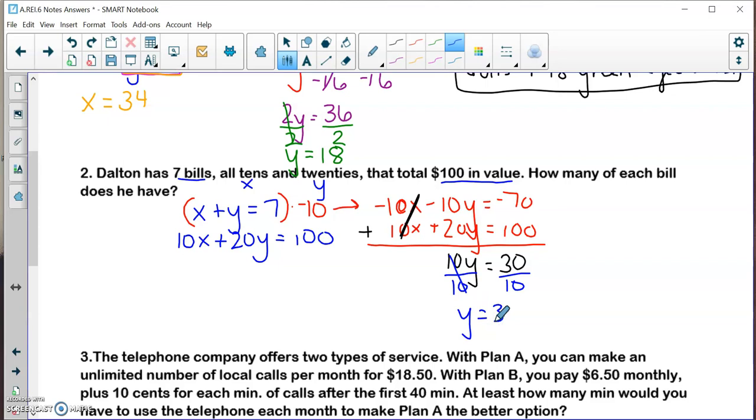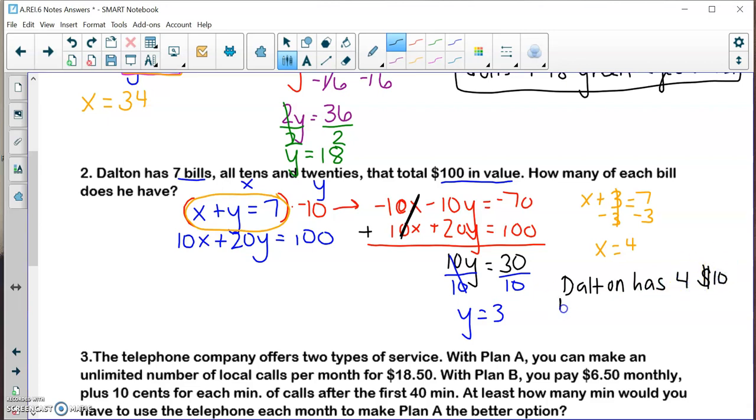We're going to take that 3, we're going to put it back into one of our original equations. It does not matter which one. The easier one is probably the top one though. So I have an x plus a 3 is equal to a 7. Subtracting 3 from both sides, I wind up with x is equal to 4. So I found my answers. Now I'm going to write my answer in a sentence. So Dalton has, x represented the amount of $10 bills, so 4 $10 bills and 3 $20 bills.